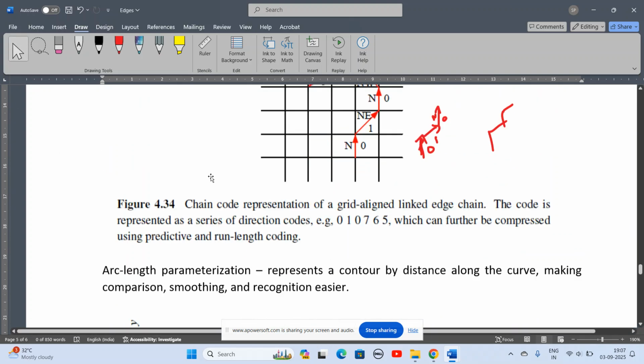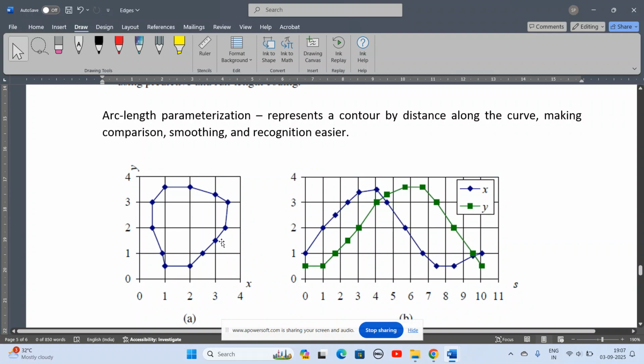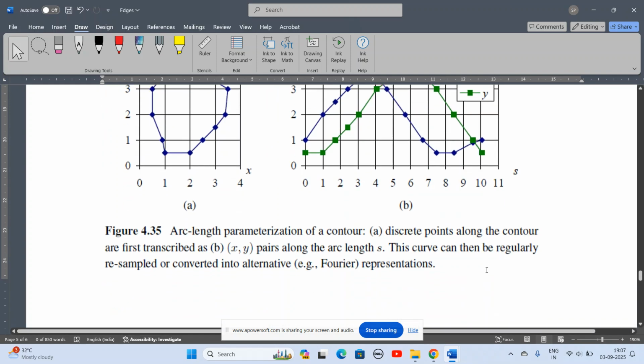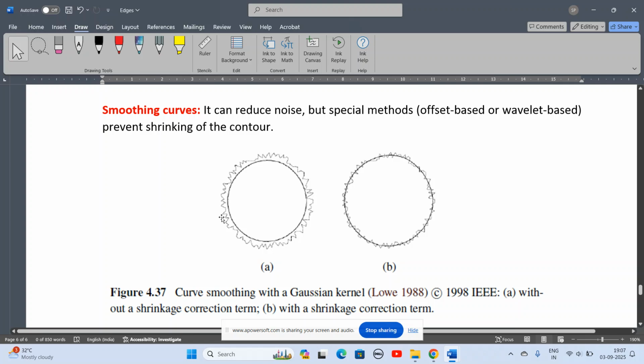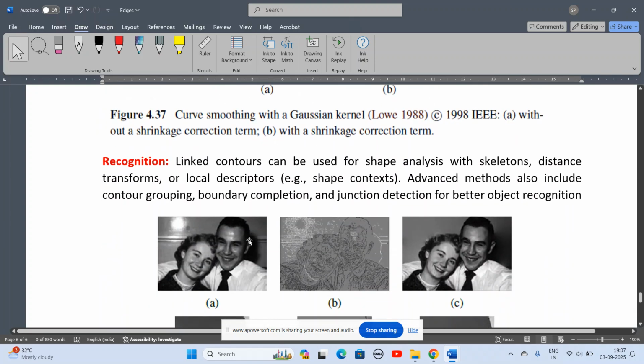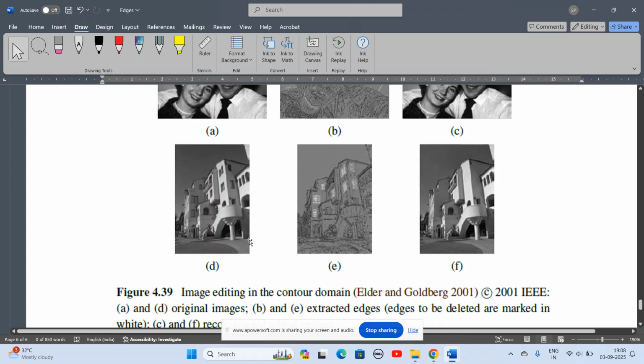Next one is arc length parameterization. This is the connected or identified arc. If you want to process only the upper part of the image, I can represent only the upper part in one curve, and if you want to process only the lower part, I can convert only the lower part. So if you don't want to process the entire image, you can divide it into two arcs or three arcs. That is known as arc length parameterization. Smoothing curves: this one is without smoothing. After applying smoothing, the results are much better. So this is the final conclusion.